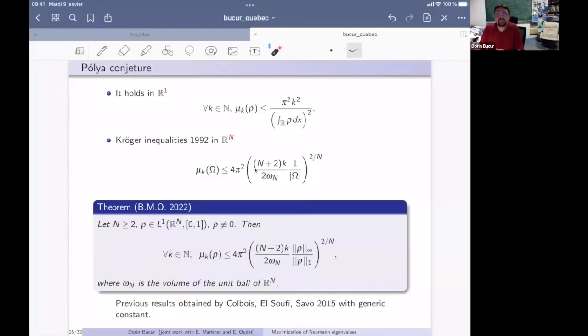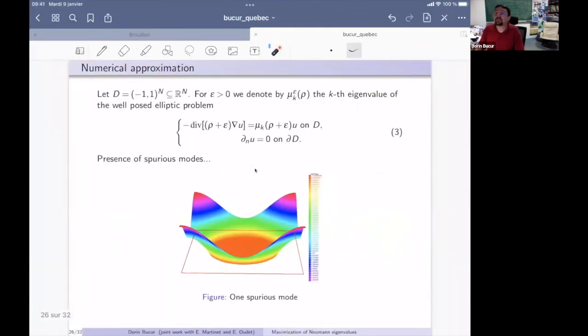The same principle: once you work with test functions, if it works on domains, it will work on non-smooth domains and on densities. So this means that probably the Polya conjecture, if it is true for sets, it may also be true for domains. And in the last slides, let me tell you some things about numerical approximation.